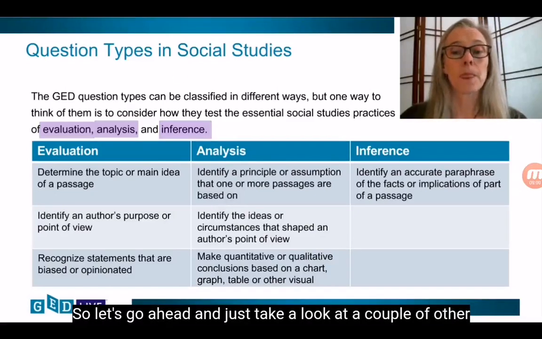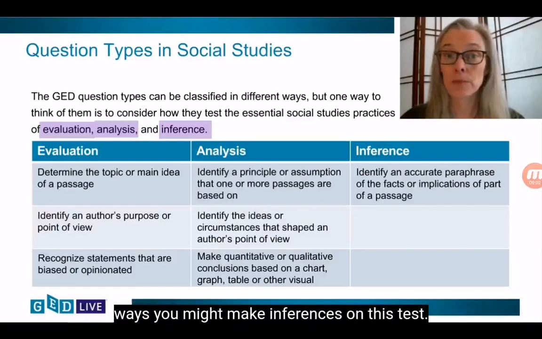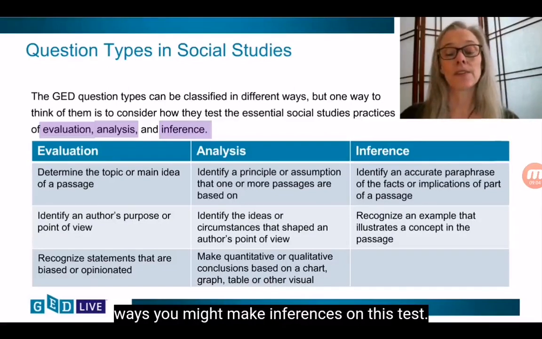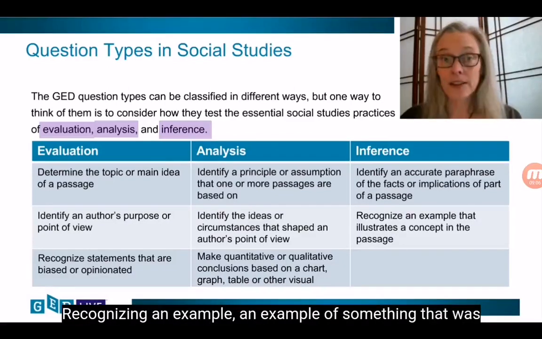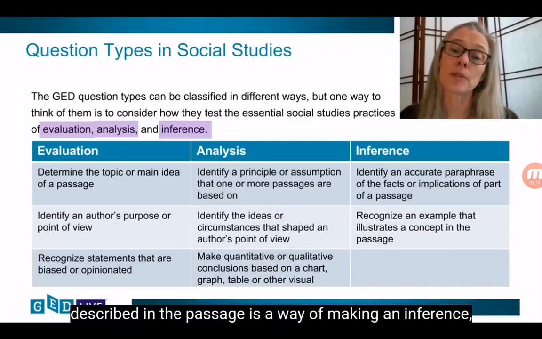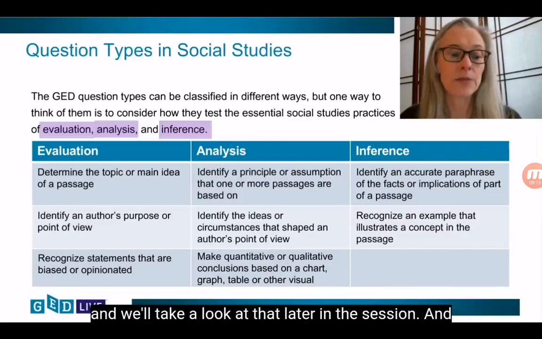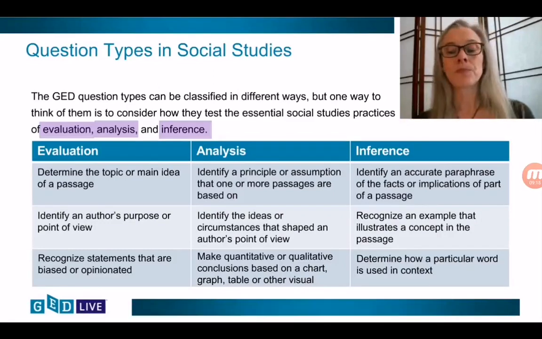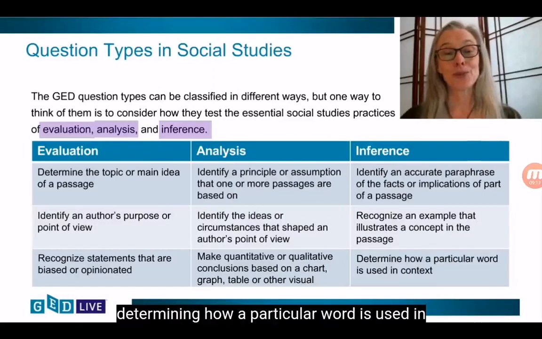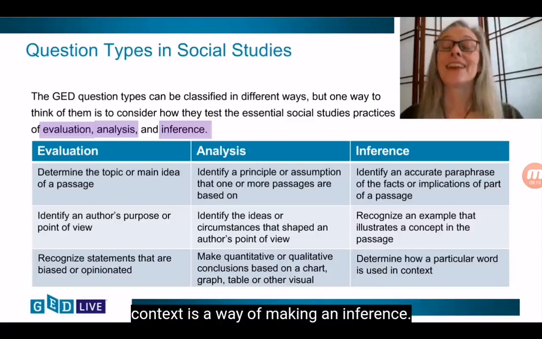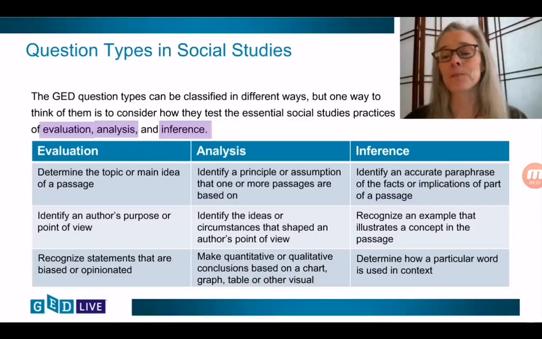So let's go ahead and just take a look at a couple of other ways you might make inferences on this test. Recognizing an example, right? An example of something that was described in the passage is a way of making an inference, and we'll take a look at that later in the session. And determining how a particular word is used in context is a way of making an inference.